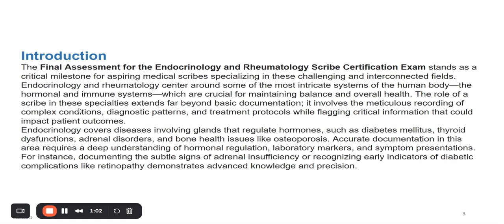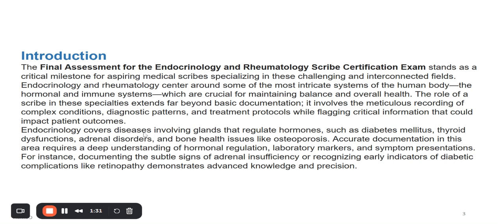The role of a scribe in these specialties extends far beyond basic documentation. It involves the meticulous recording of complex conditions, diagnostic patterns, and treatment protocols while flagging critical information that could impact patient outcomes. Endocrinology covers diseases involving glands that regulate hormones such as DM, diabetes mellitus, thyroid dysfunctions, adrenal disorders, and bone health issues like osteoporosis.